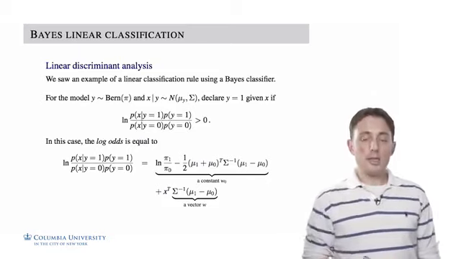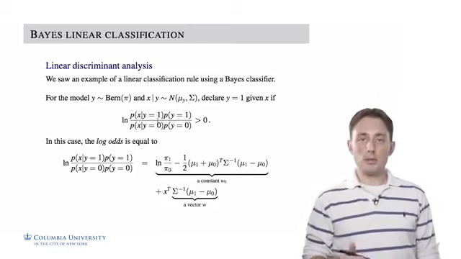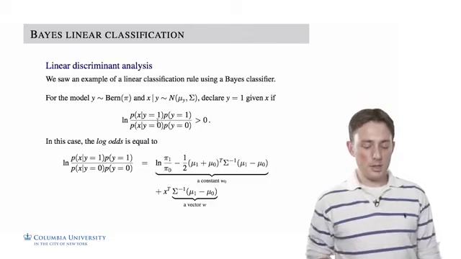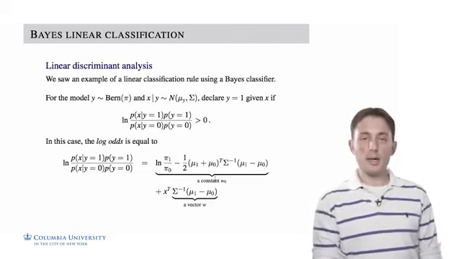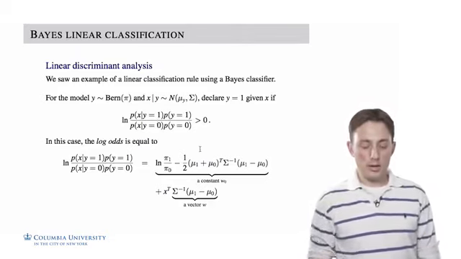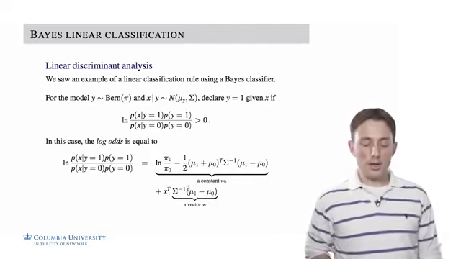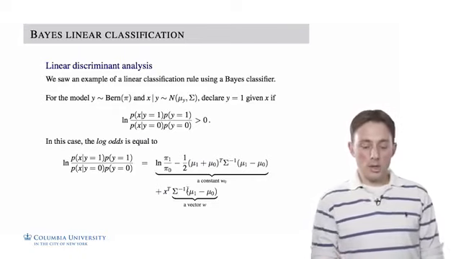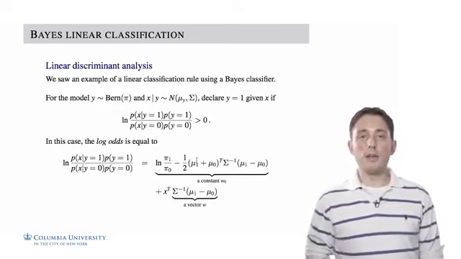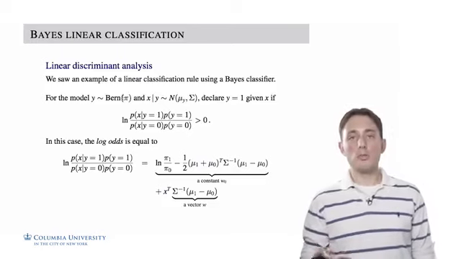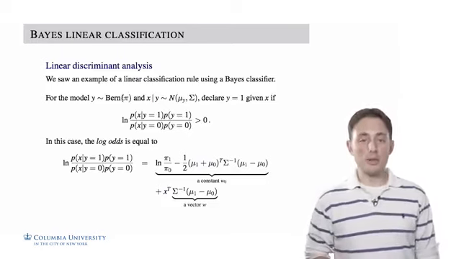When we actually plugged the distributions into this ratio and saw how we were making decisions, we saw that it amounted to a constant term, which we could call w0, plus the dot product between the vector x with a vector that we could call w, both of which were a very specific function of the parameters of the model that we would have to learn or approximate in some way, for example, through maximum likelihood.